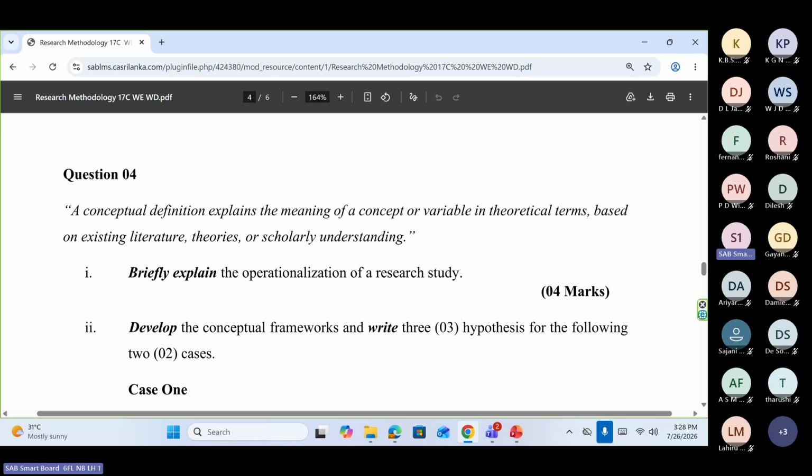What do you mean by conceptualization? There are 2 terms: the first one is conceptualization, the other one is operationalization. Conceptualization means you form the concept, or you graphically illustrate what you are going to do in your research. That is called conceptualization.